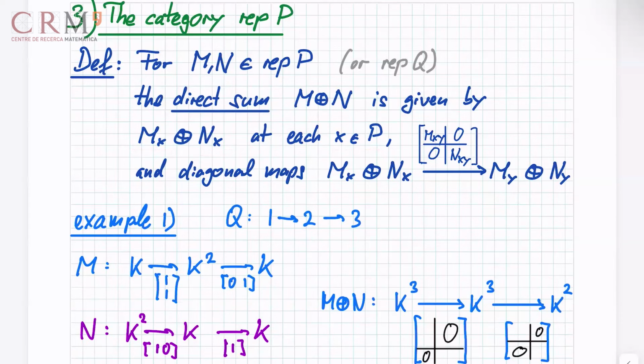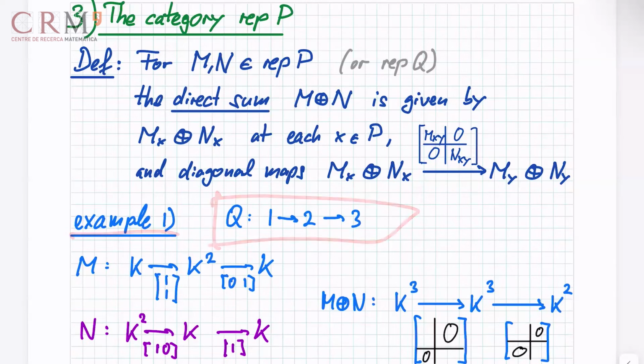So if I have x smaller than y, then I need to define a map from the direct sum of the two vector spaces at x into the direct sum of the two vector spaces at y. And I just take the two maps which I have, because I do have representations. So I have a map from M, I have a map from N, and I just put them in the diagonal and zero outside. Then I call this the direct sum. Okay? Good. Not good. Let's do an example.